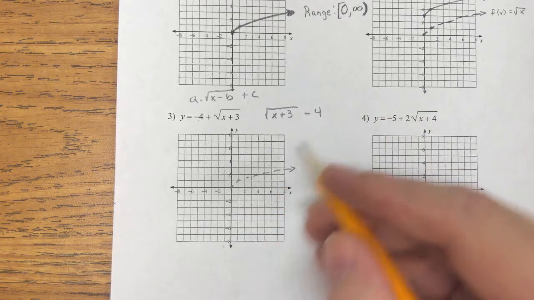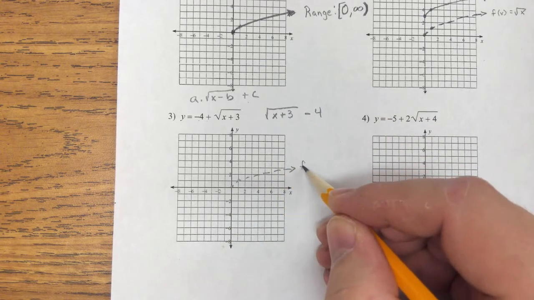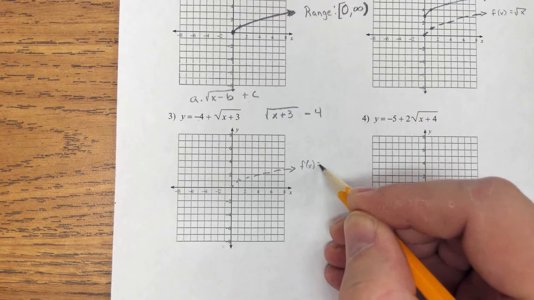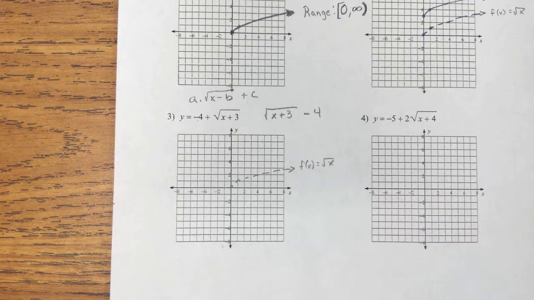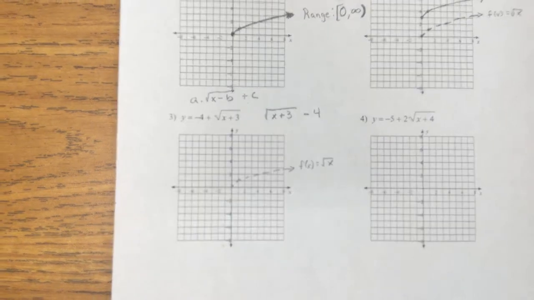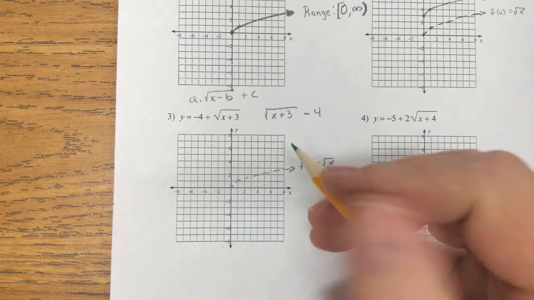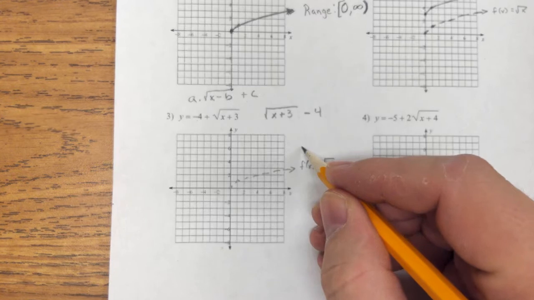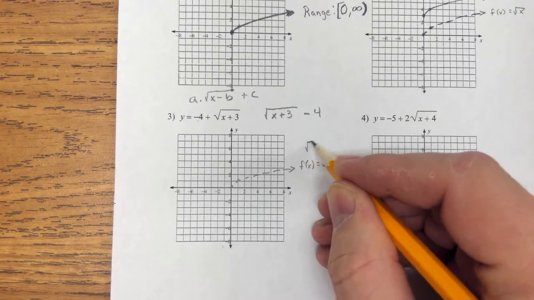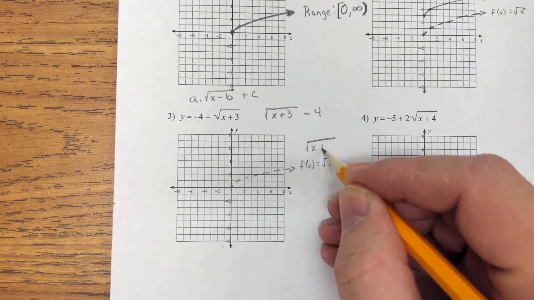Okay, so the next part, I graphed this. This is f of x equals the square root of x. That's the function that I just graphed. Now I want to do the transformation, and I'm going to do it so that it's the square root of x plus 3.